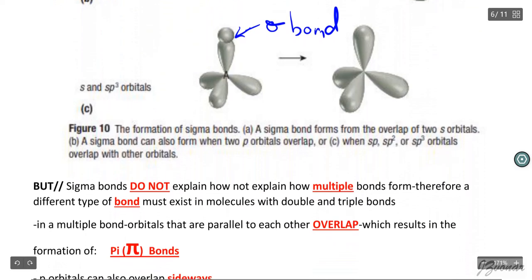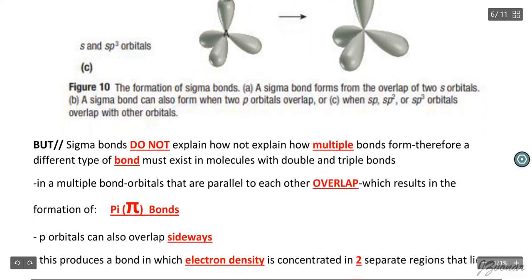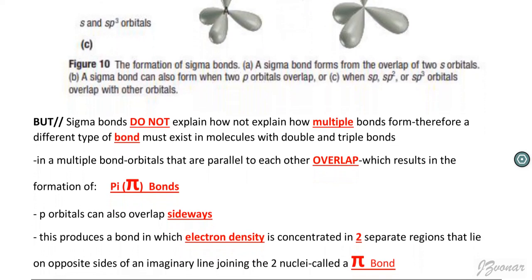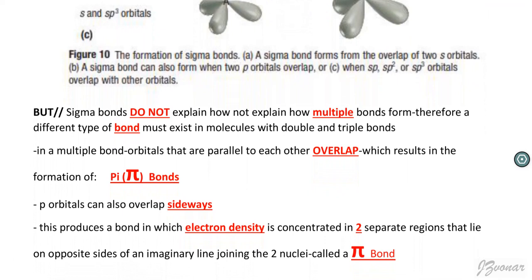Now, these sigma bonds that we have just studied do not explain multiple bonds and how those are formed. So a different type of bond must exist in order for molecules to be able to form double and triple bonds. And so we're going to learn about those today. When we see this type of bond formation needed, you are going to see parallel overlap that results in the formation of a new type of bond. And the name of this bond is a pi bond.